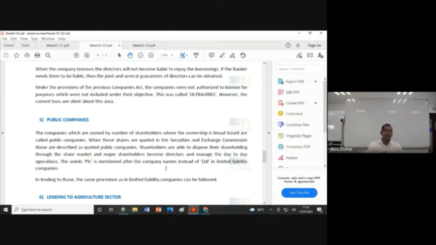Otherwise, you will not be able to make the directors liable, because the sole proprietor owner is responsible. Partners are personally responsible. A limited liability company creates a new legal entity. Directors and the company are two different entities.